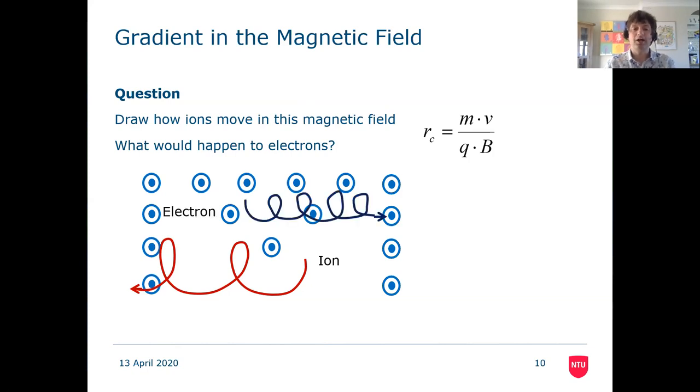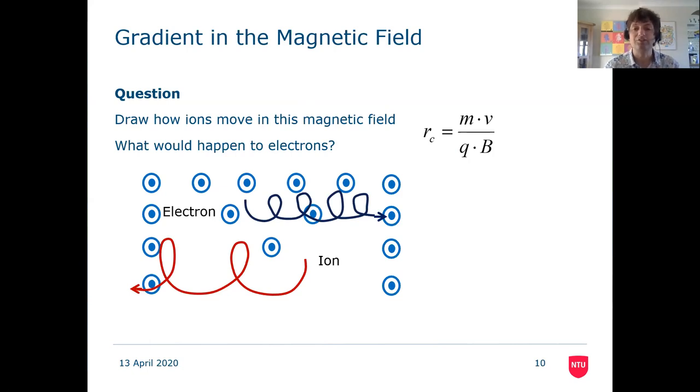What about our electron? Well, our electron does a similar thing. It starts off moving in the opposite direction because it's got an opposite charge. But again, it's subject to the same phenomena here. We've got a larger radius of curvature when we're in a region of weaker magnetic field strength. And so our electron spirals as well, and the electron here is moving to the right. So have a look at this. We've got our electrons moving to the right, ions moving to the left.